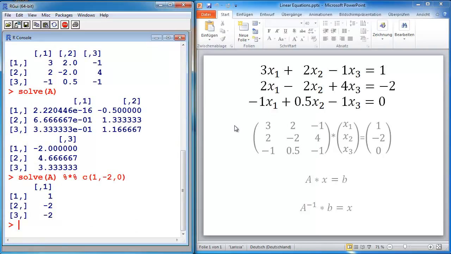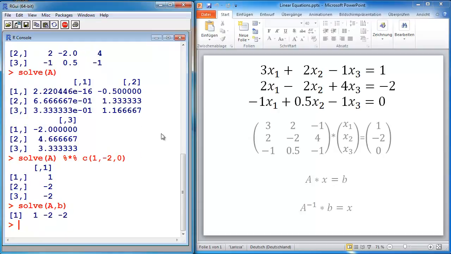So this is how you can work with matrices, and especially how you can solve equation systems with just one function, solve A and B, and you get the result with just one function. Okay, thank you for watching.